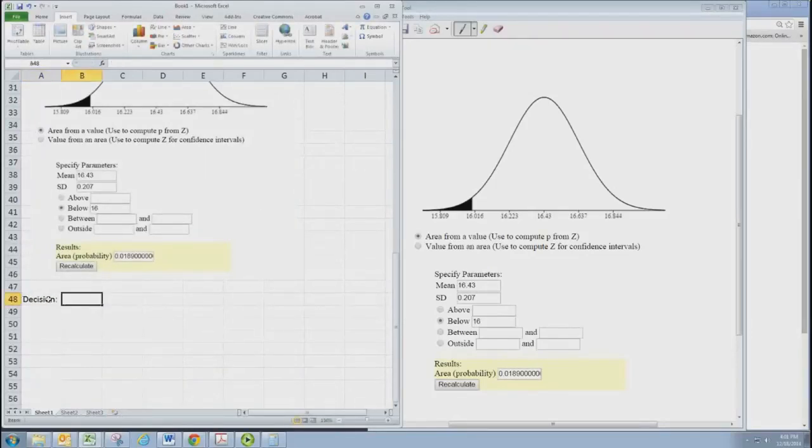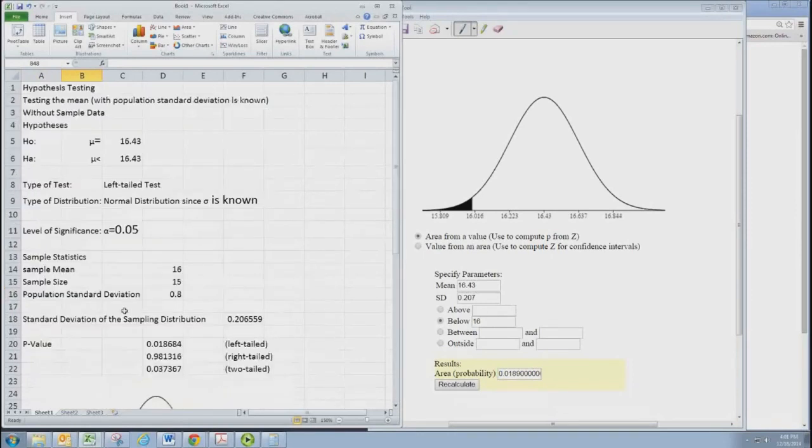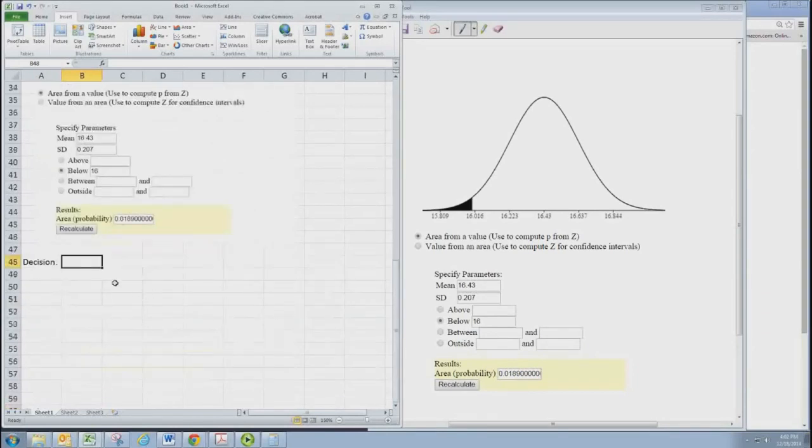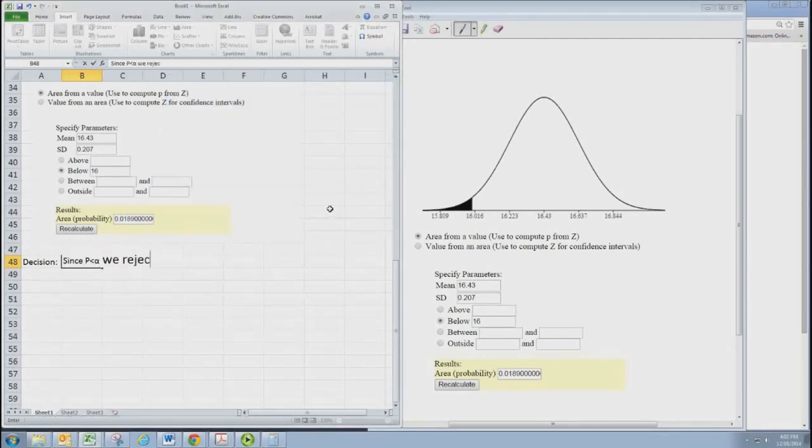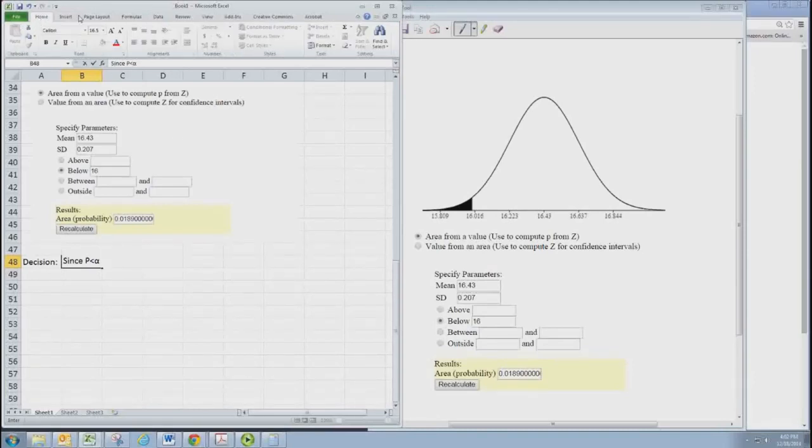Alright, decision time. So remember the decision, we compare the p-value with alpha, and the p-value is about 0.02 and alpha is 0.05. So we'd say since p is less than alpha, we reject the null hypothesis.